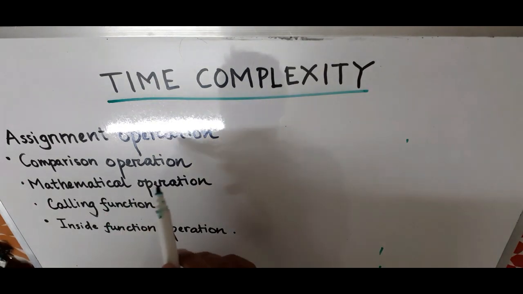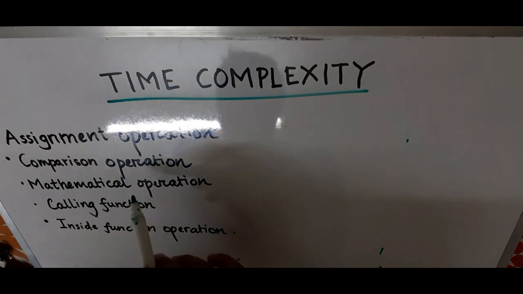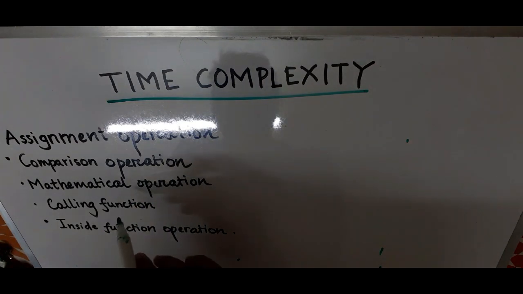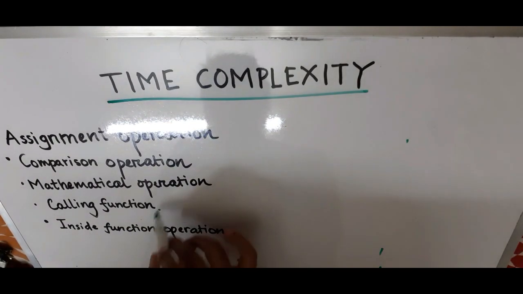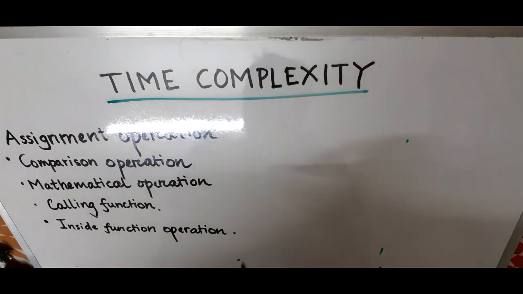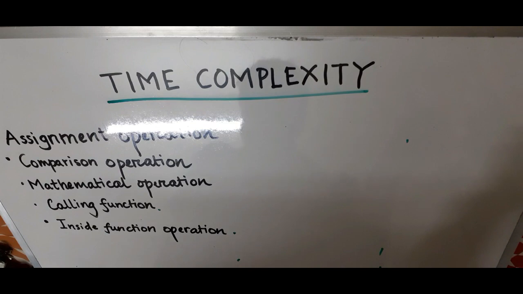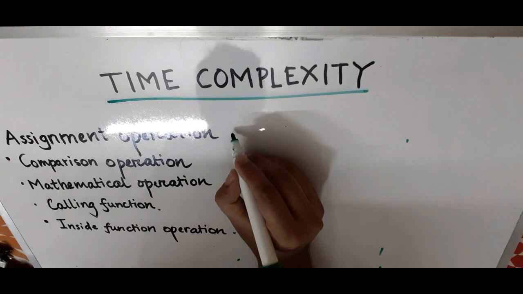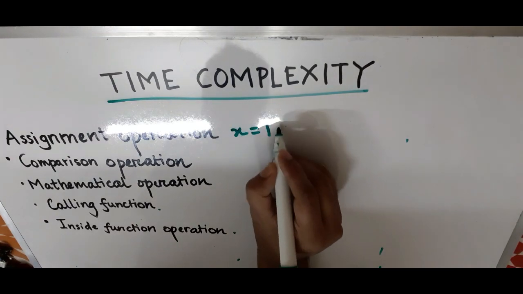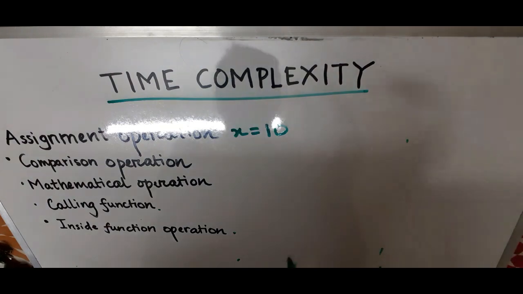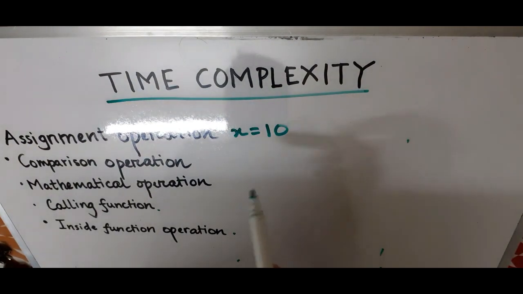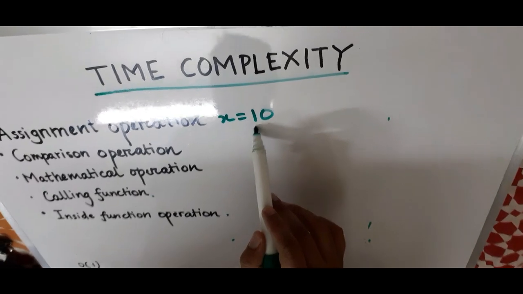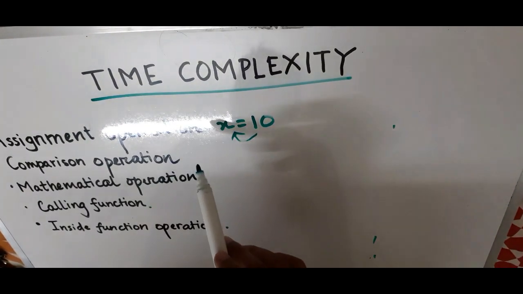So the first operation is called the assignment operation. Then we have comparison operation. There is a thing called mathematical operation. Then calling function, inside function operations. So these are the different sorts of operations we do inside a code, right? So what is an assignment operation? Can anybody tell? Assignment operation can be denoted like this. Let's say x is equal to 10. What we are basically doing is assigning this value to the variable x. So this is an assignment operation.